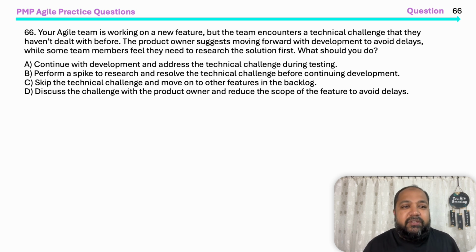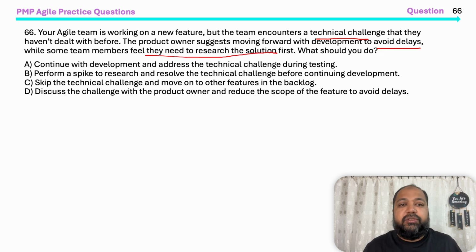Let's get started. The first question today, question number 66. Your agile team is working on a new feature, but the team encounters a technical challenge that they haven't dealt with before. The product owner suggests moving forward with development to avoid delays, while some team members feel they need to research the solution first. What should you do?